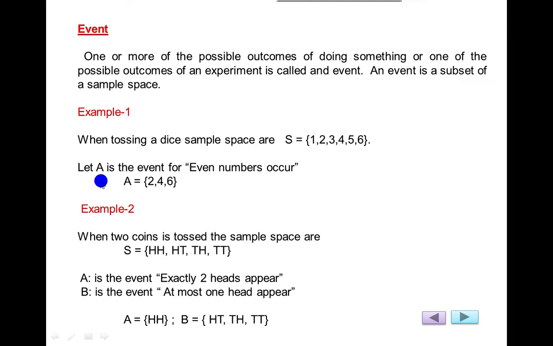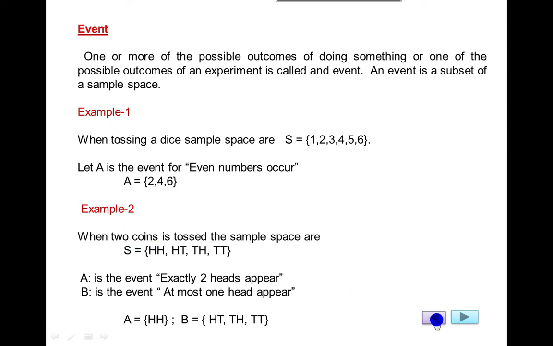Suppose C is another event. Divisible by 3 will be 3 and 6. Or divisible by 2, maybe 2, 4, 6 and so on. So you can draw more than one condition from a single sample space. You can calculate the probability of more than one event of a single sample space according to the conditions or events.